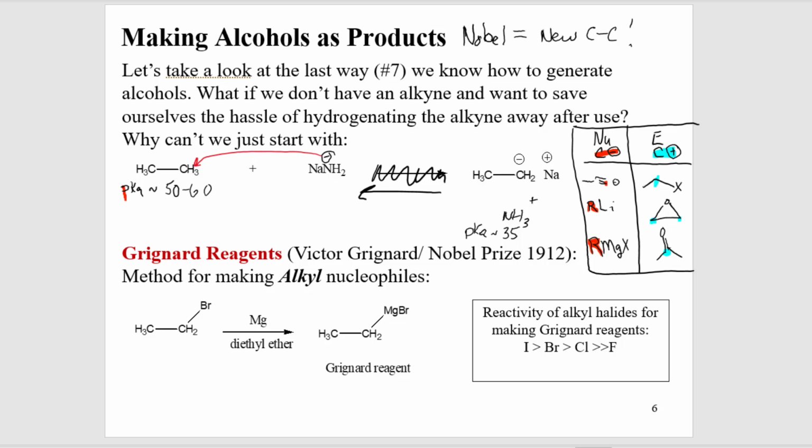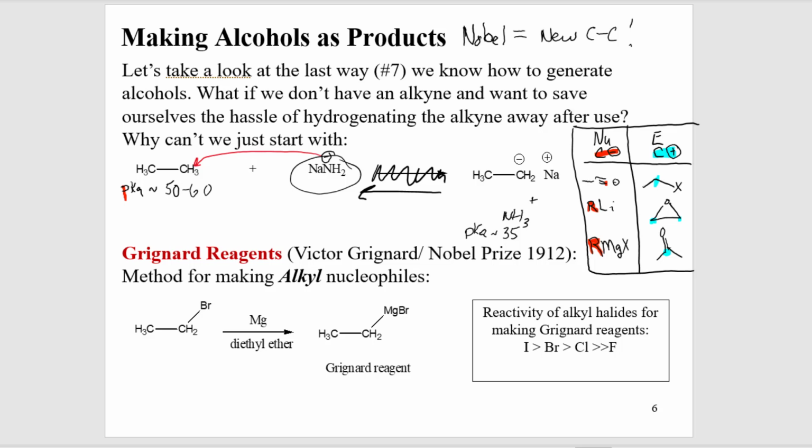It means that base is not strong enough. Even though that's a really strong base, it's not even strong enough to deprotonate an alkane. So we can't do this. That's not how we make them. So we've got to explore different methods.